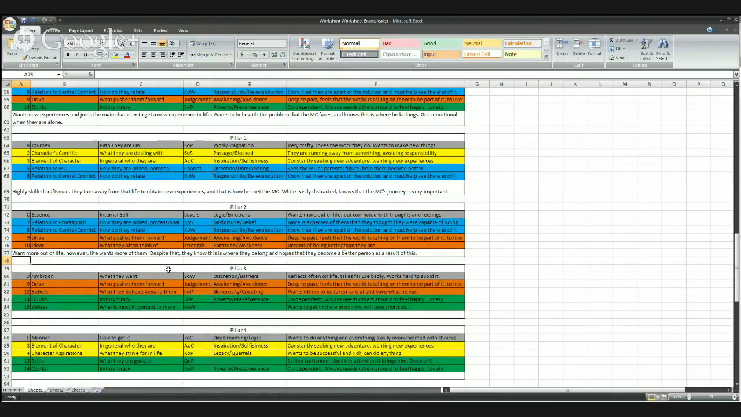Okay, so next we got Pillar 3, Ambition. Reflects often on life, takes failure badly, works hard to avoid it. Despite the past, feels that the world is calling out to him, wants others to be taken care of, is codependent, and wants to end quickly and will take shortcuts. This is their ambition.